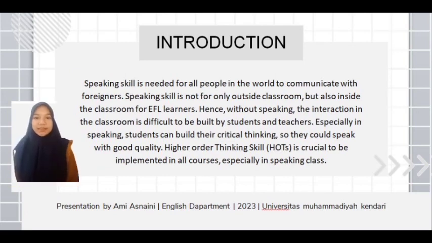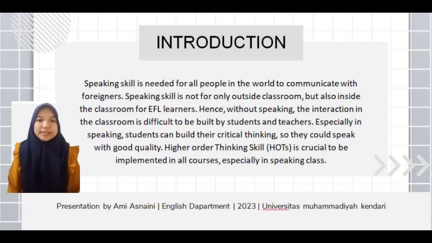Speaking skill is needed for all people in the world to communicate with foreigners. Speaking skill is not only for outside the classroom, but also inside the classroom for EFL learners. Hence, without speaking, the interaction in the classroom is difficult to be built by student and teacher. Students can build their critical thinking so they could speak with good quality. Higher order thinking skill or HOTS is crucial to be implemented in all courses, especially in speaking class.